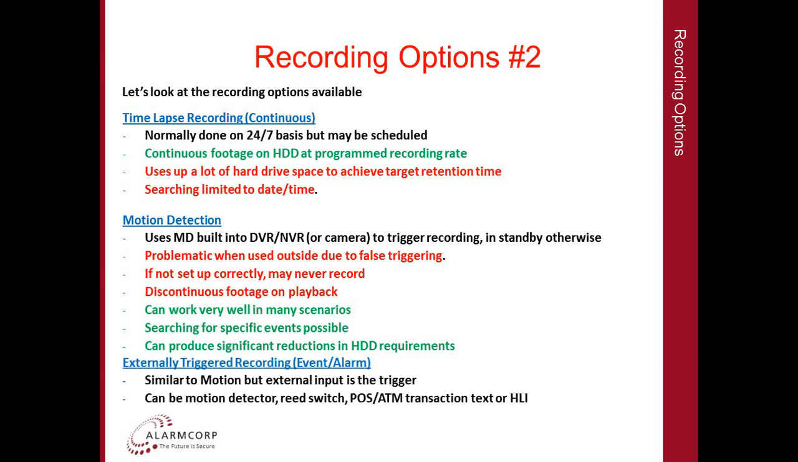And finally, we have externally triggered recording, either event or alarm. This is similar to motion, but the main difference is that now the trigger for recording is an external device. This could be a motion detector, such as an EV735, a reed switch, point of sale or ATM transaction text, or even a HLI from an access control system.